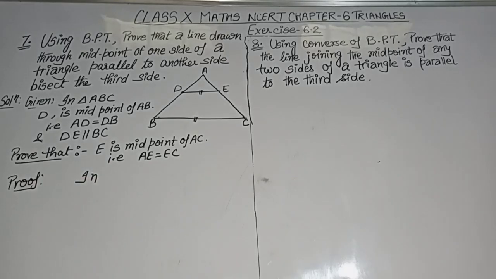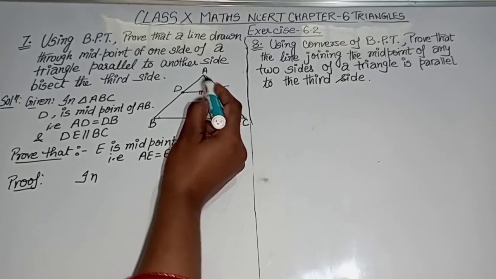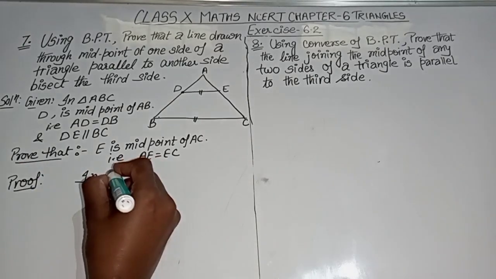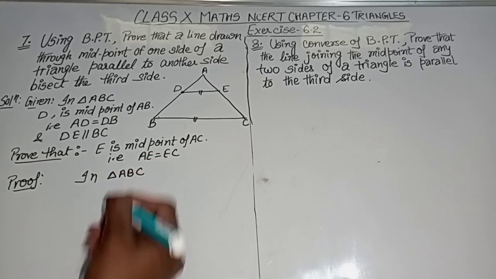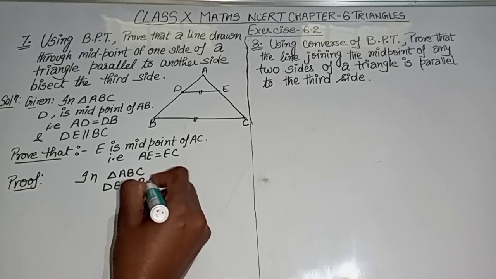Recall that in class 9th this theorem is also there. If D is a midpoint and E is the midpoint, then DE is parallel to BC. That is the midpoint theorem in class 9th. Now in triangle ABC, DE is parallel to BC.